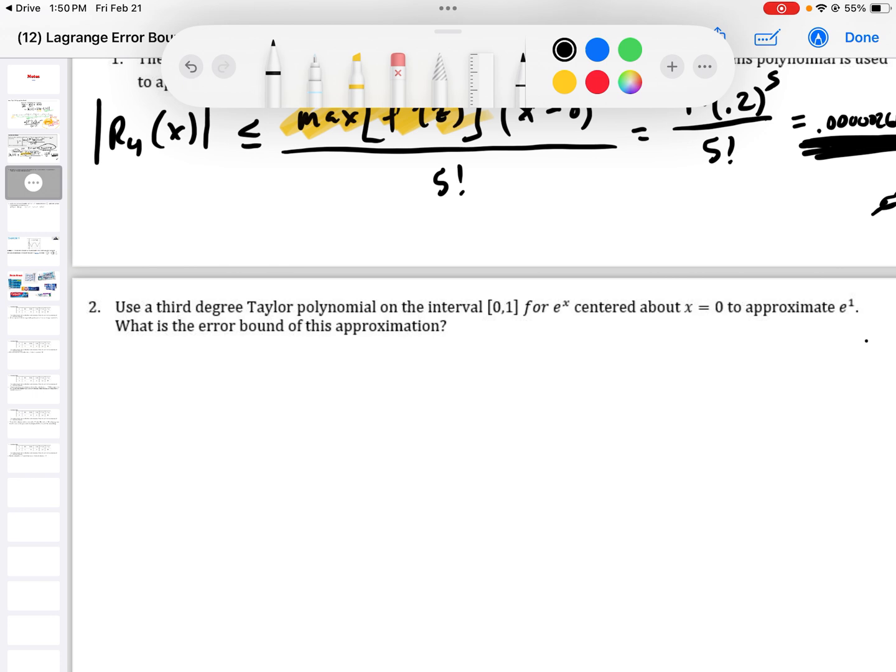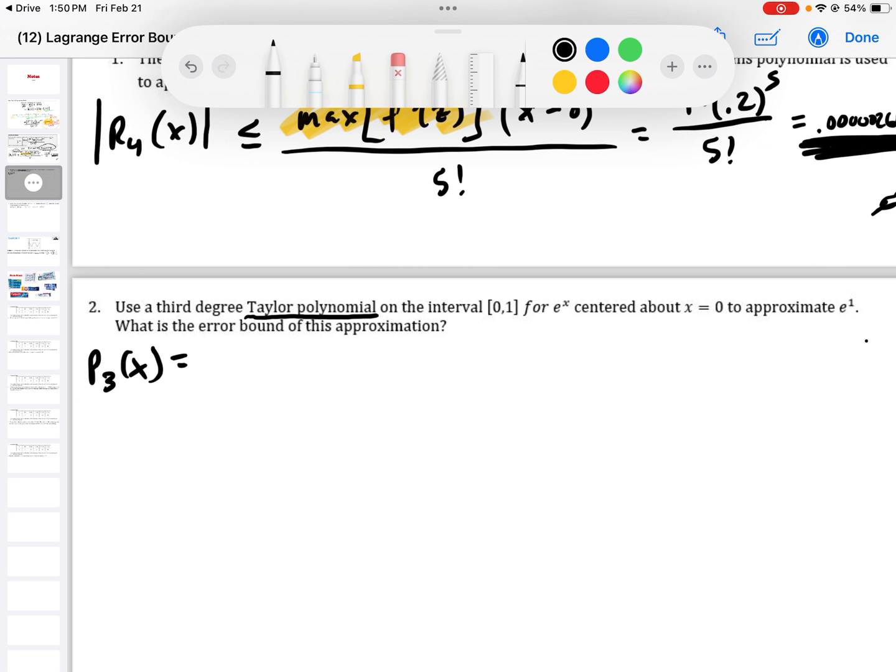Okay, we know e is 2.72, blah, blah, blah, that number that goes on forever, right? What we want to do is build a third degree Taylor polynomial and use that to approximate what that value is at 1. And then we're going to use Lagrange error bound. The Lagrange error bound is used for Taylor polynomial approximations. The alternating series error bound is used for alternating series to see how close those are.